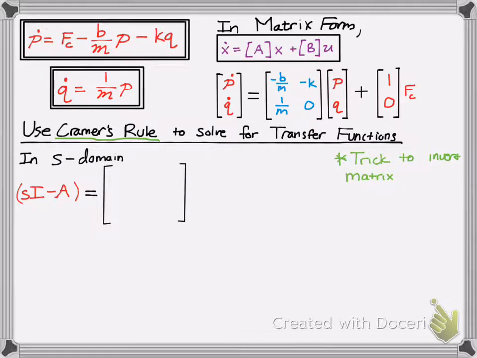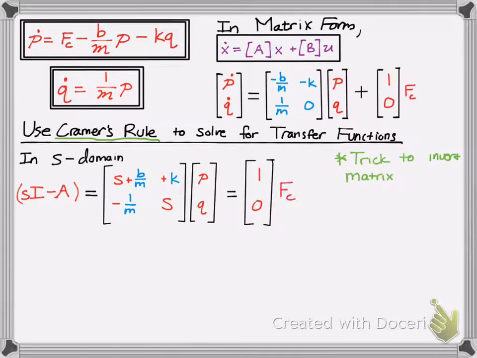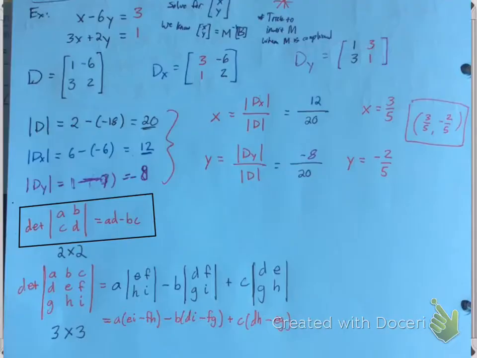So let's rewrite our matrix in the S domain. All you do is add S's in the main diagonal, and then make sure you flip the signs of the coefficients. So we have negative B over M becomes plus B over M, negative 1 over M stays negative 1 over M, and negative K becomes positive K. And we're going to continue to have our P and Q matrix, and we set that equal to our inputs. And for Cramer's rule, I'll have this piece of paper over here that makes an easier example. I'd suggest you pause the video and possibly do this example yourself.